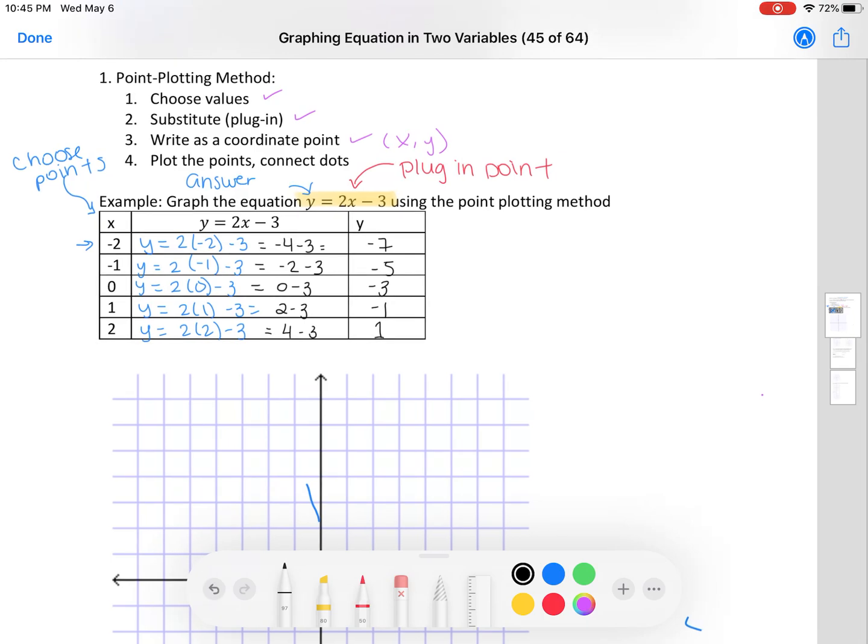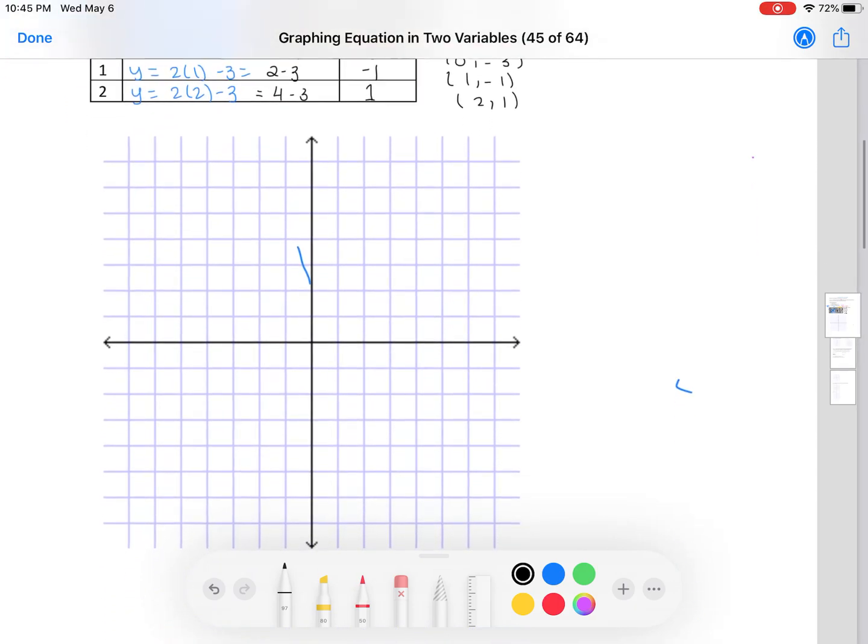Now remember, these collections of x comma y give us points. So we have our x and we have our y. Let's write them as coordinate pairs. So I have negative 2, negative 7, negative 1, negative 5, 0, negative 3, 1, negative 1, and 2, 1. Let's go ahead and plot those points.